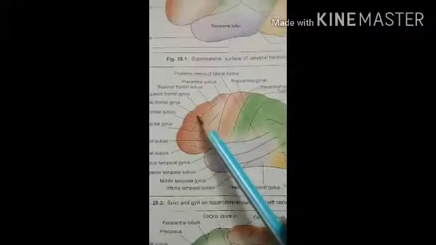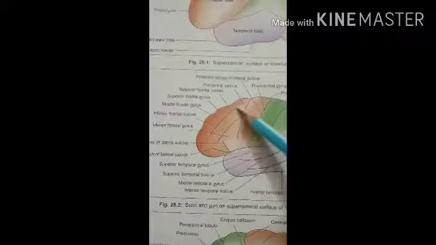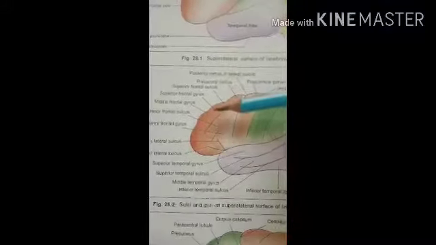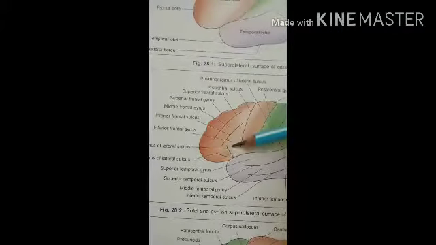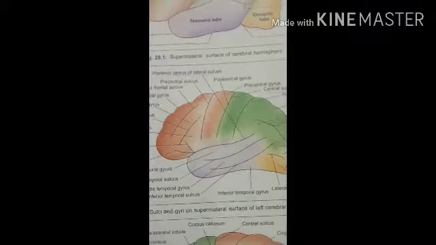Then ventral to it, two sulci are present, the superior frontal sulcus and the inferior frontal sulcus. Between these two frontal sulci, three gyri are formed: the superior frontal gyrus, the middle frontal gyrus and the inferior frontal gyrus. Then between the central sulcus and the precentral sulcus, the gyrus formed is called the precentral gyrus.